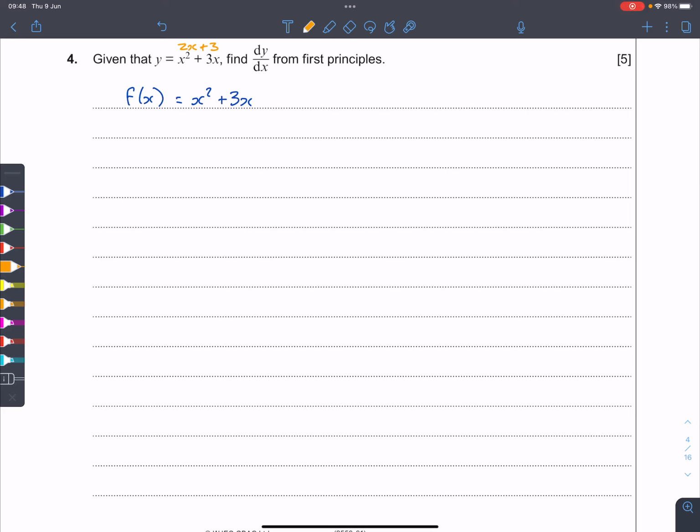So my formula for first principles is that dy by dx is the limit as h goes to 0 of f of x plus h minus f of x all over h.